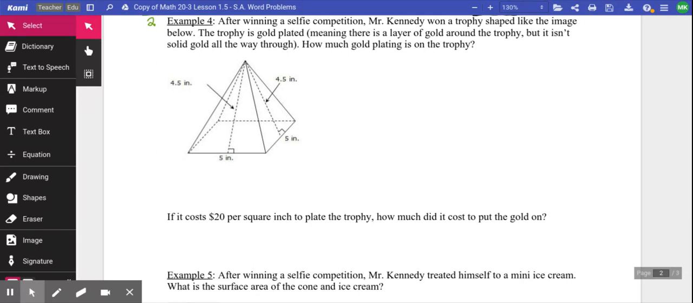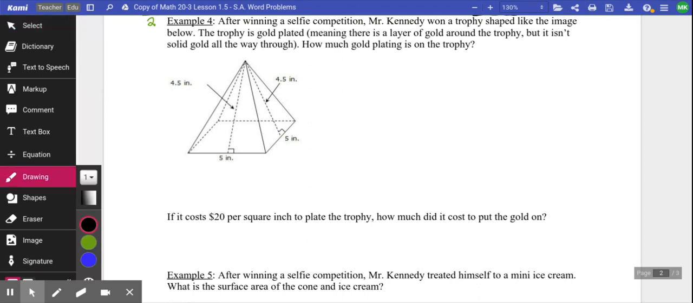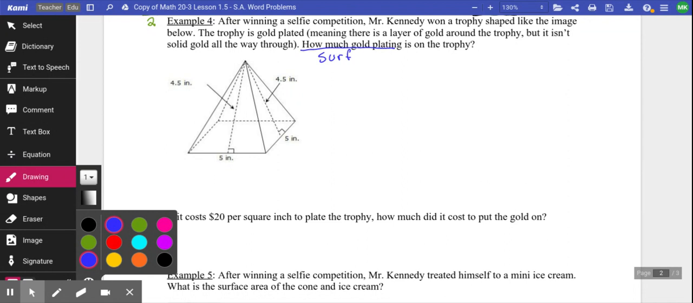So that's what they did with this trophy. They gold plated it. It says how much gold plating is on the trophy. To figure out how much it took to cover that trophy, they're asking you the surface area. How much gold plating? That's surface area. Surface area is how much it takes to cover something.